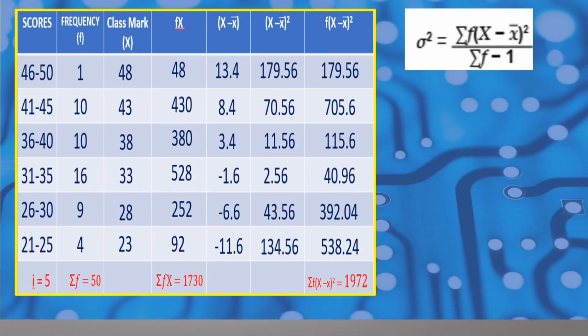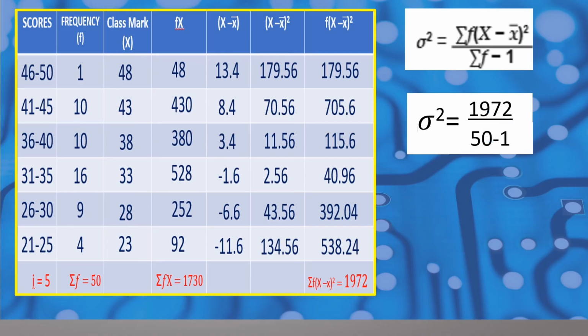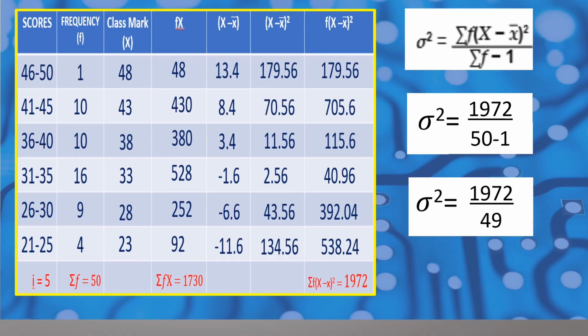Now let's apply the formula. Sigma squared is equal to the summation of f times the square of the quantity x minus x bar. That is equal to 1,972. The summation of f is 50 minus 1. So, the minus 1 is constant. So, it's equal to 1,972 all over 49, which is equal to 40.24. So, the variance is 40.24.